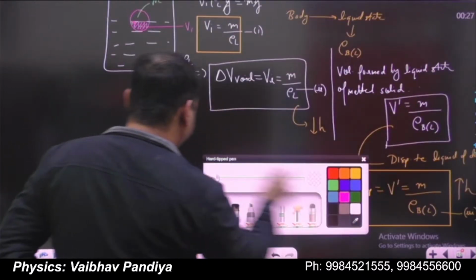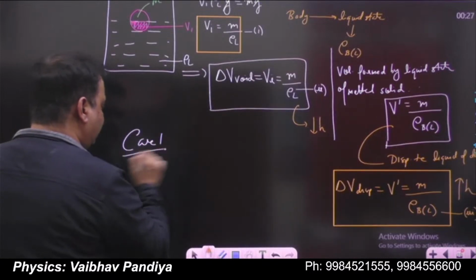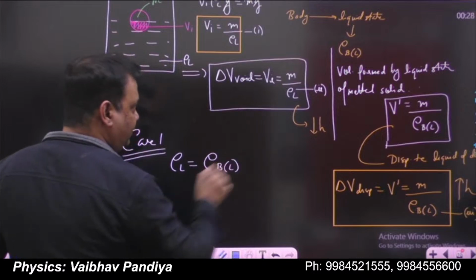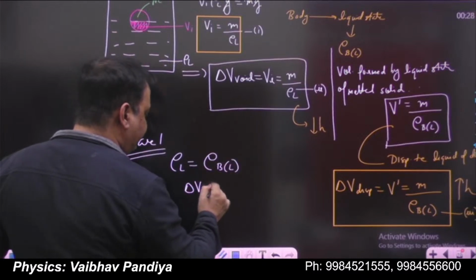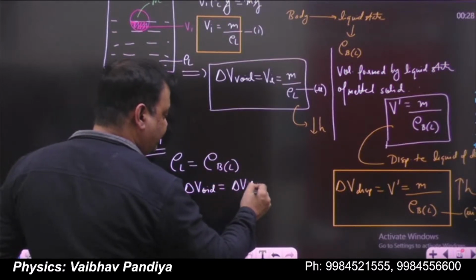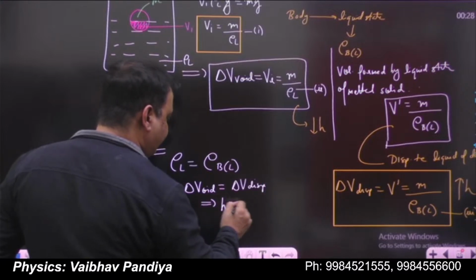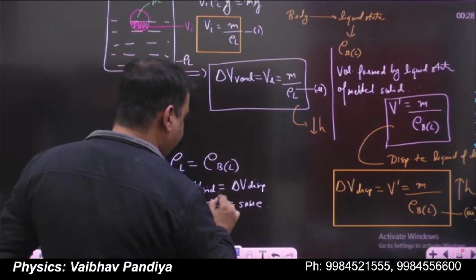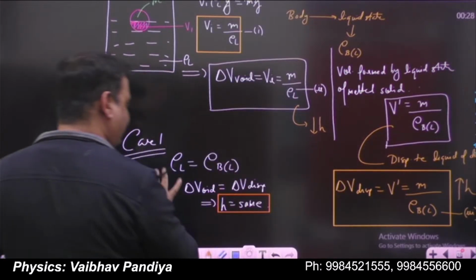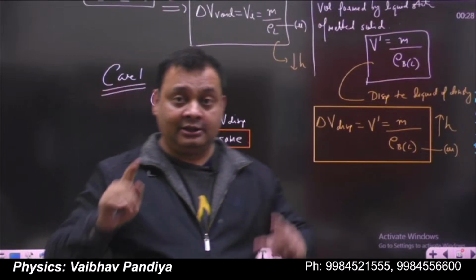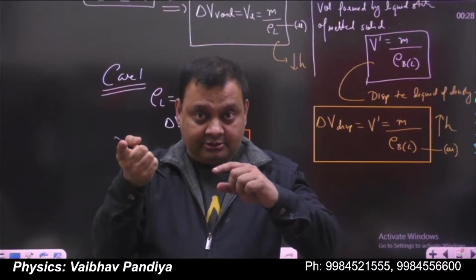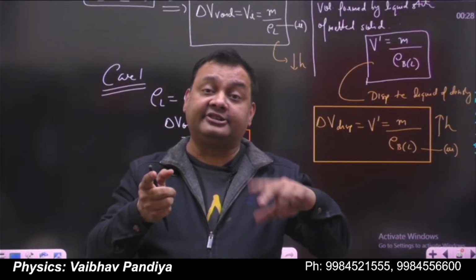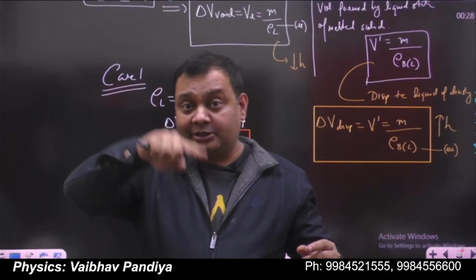So see case 1. If the density of the liquid is the same as the density of the body in liquid state, then the volume which is getting empty is the same as the volume which is getting displaced. So in this case, H will remain the same, correct? There will be no change in the height of the liquid. This will be the case when the solid which is getting melted has the same density in its liquid state as the density of the liquid in the container.